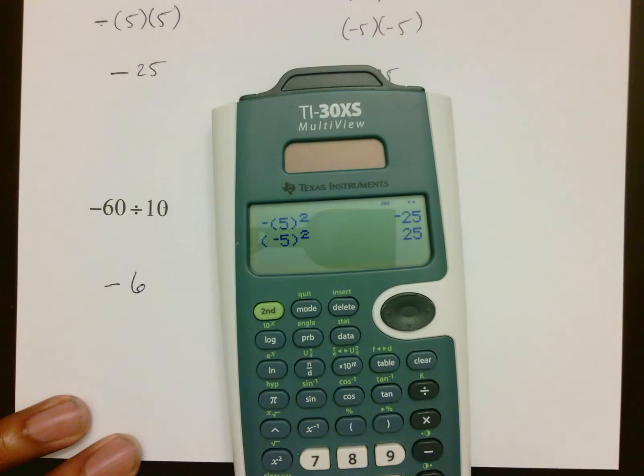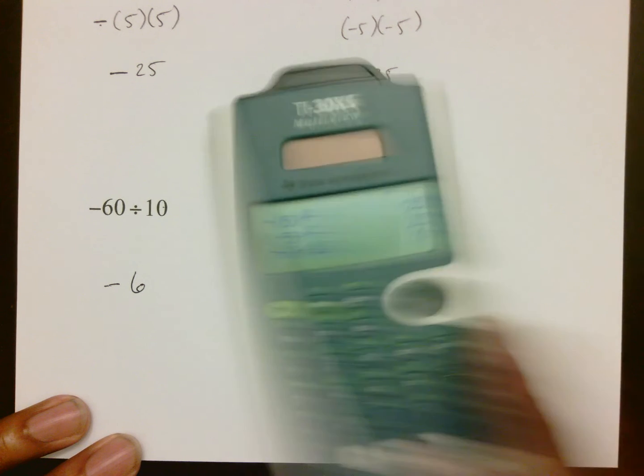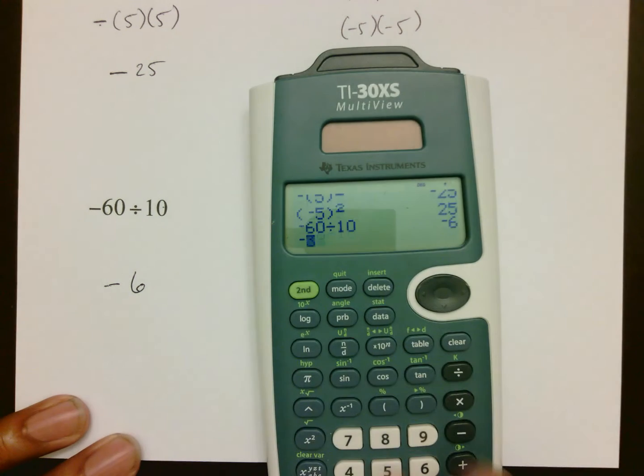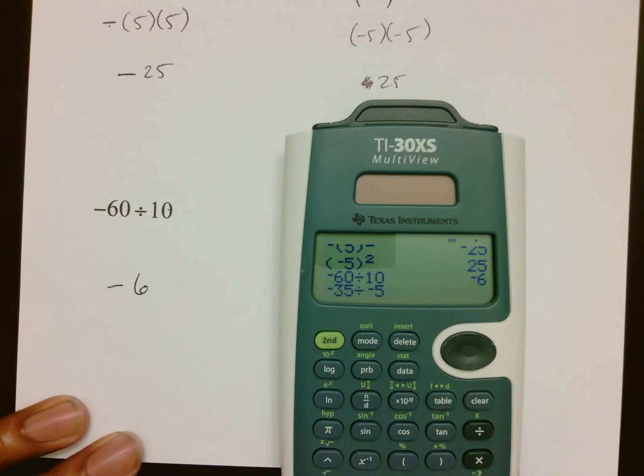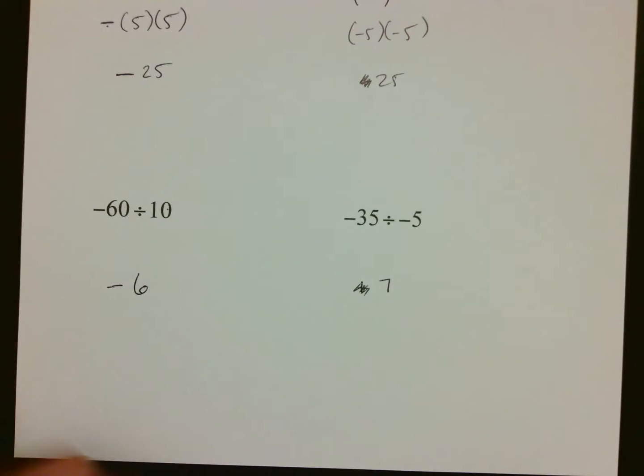If you're typing it in, it's negative 60 divided by 10 gives me a negative 6, and it's negative 35 divided by negative 5. Remember, your negative button is not the same as your minus button for those of you who are having that issue, and there's your positive 7.